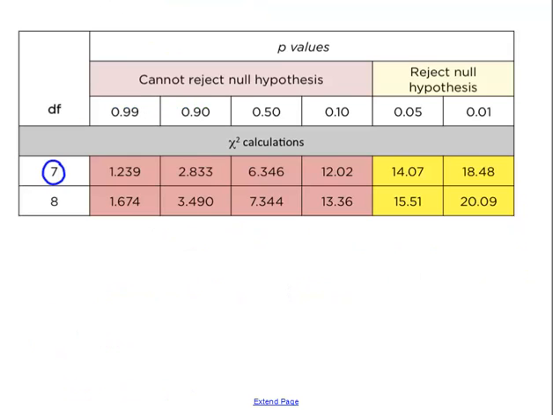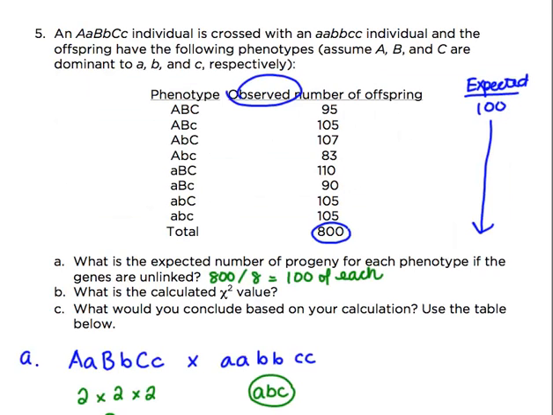So 6.38 would fall somewhere in here, which means there's between a 10 and 50% chance that the deviations from expected values are just due to random chance, and we cannot reject the null hypothesis. So, cannot reject null. And remember, our null hypothesis is always that the genes are unlinked. And because we can't reject that, it means that we will accept that the genes are unlinked.